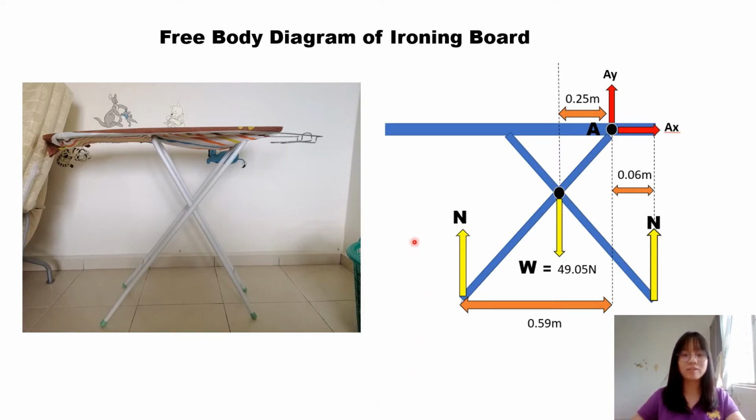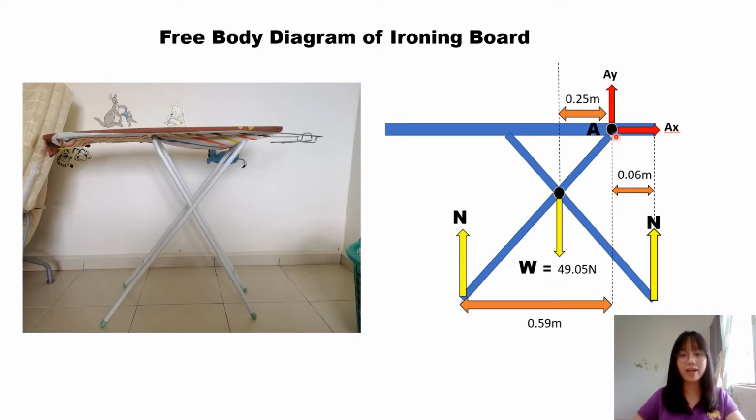As we can see from this free body diagram, there are several forces acting on it. One of them is the weight of the ironing board, which is acting downwards, and the weight of the ironing board is 49.05 Newton. It is calculated by multiplying the mass of the ironing board, which is 5 kg, with the acceleration of gravity, which is 9.81 meter per second square.